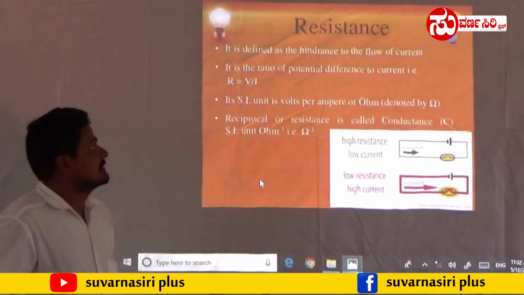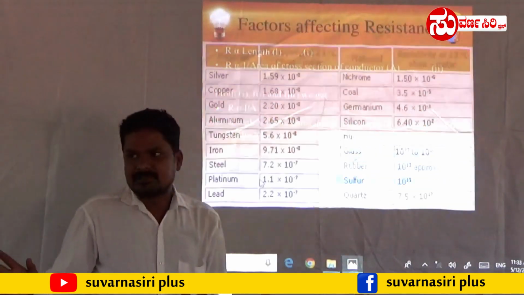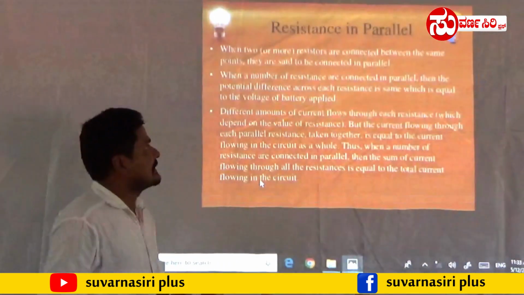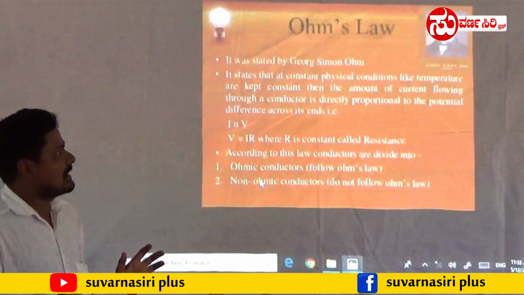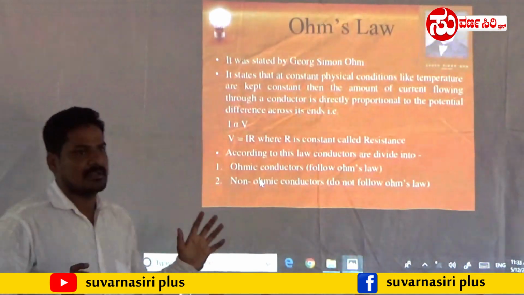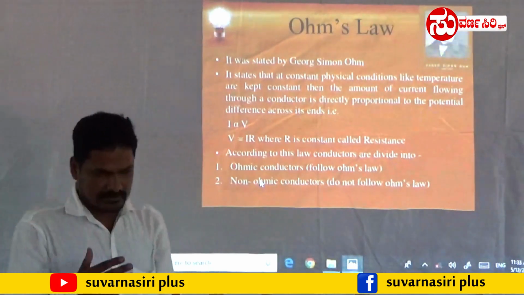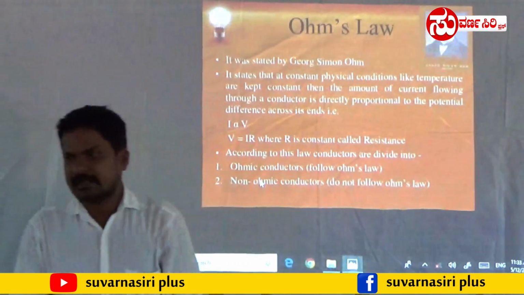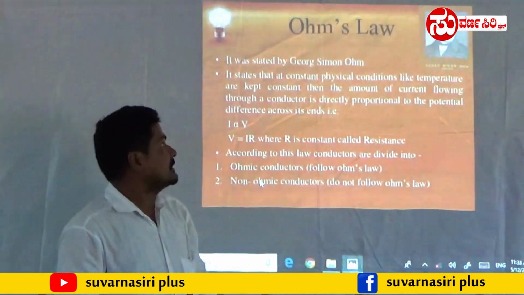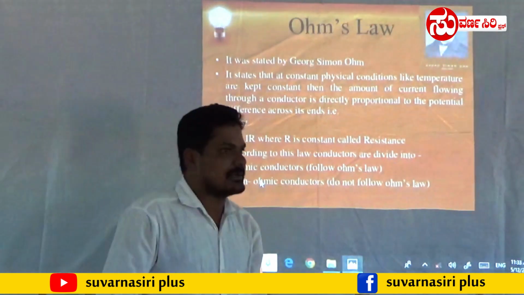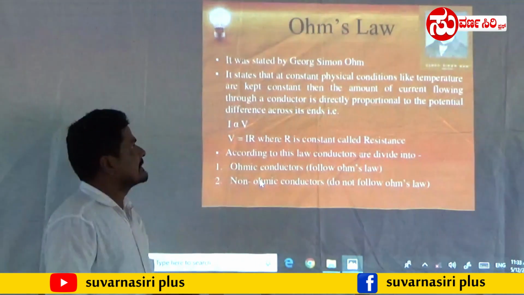And next, Ohm's law. We have to study about Ohm's law. So what is Ohm's law? First we have to learn who stated this law. George Simon Ohm. He was the scientist and he stated the law.